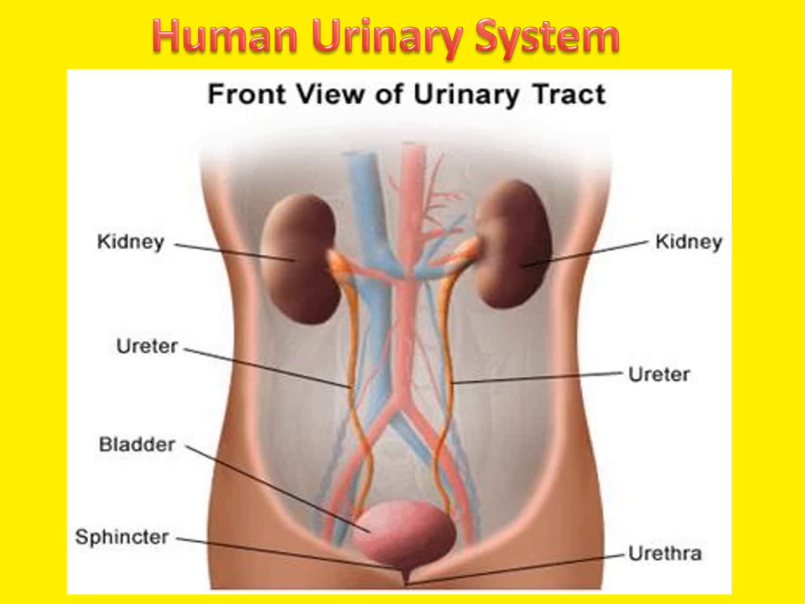If we have a look at the actual structures of the urinary system, we have the two large organs, the kidneys, and they are connected to the bladder through a tube called the ureter. The bladder is just a muscular sac that stores the urine until it is ready to be excreted through the urethra.